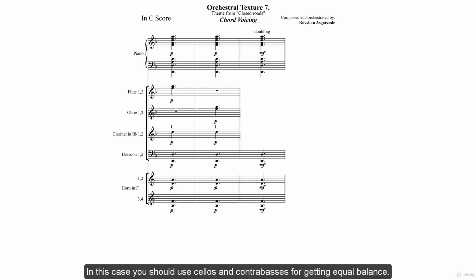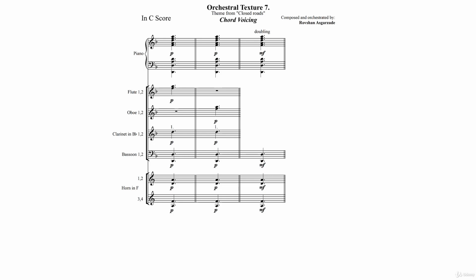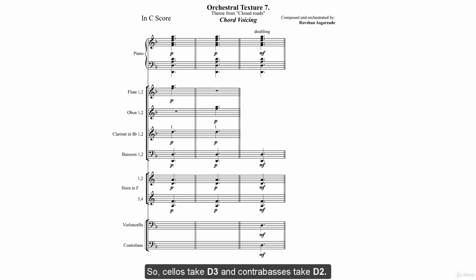In this case, you should use cellos and contrabasses for getting equal balance. So, cellos take D3 and contrabasses take D2. Now the bass line is reinforced. There are 3 voices above the horn parts, D, F, A. And we have 6 woodwinds.